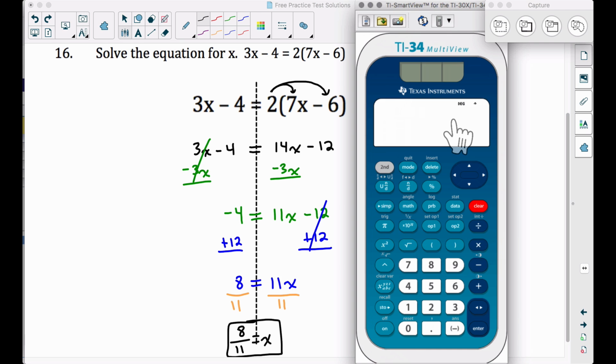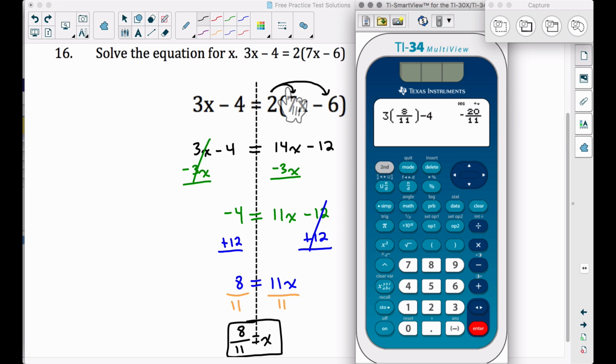Even though you cannot have this type of calculator on the TEAS, you can check your work here by plugging this number back in. I'm just going to do it on the calculator to save a little bit of time. So what I've done here is I've taken 3 times that number we got for x, 8 over 11. So I'm taking 3 times that number minus 4. That's the left-hand side of our original equation. And when we plug that in, we get negative 20 over 11.